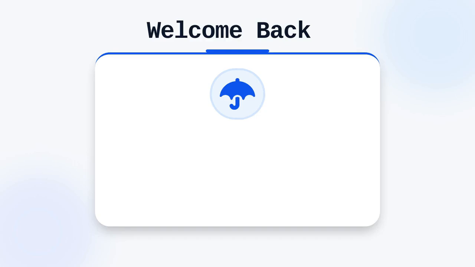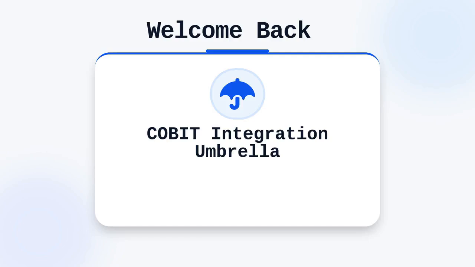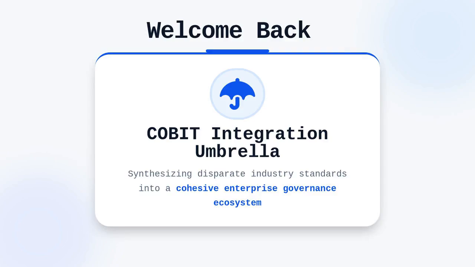Welcome back. Today we are starting a crucial chapter where we look at how COBIT acts as an umbrella to integrate various industry standards into a cohesive enterprise governance ecosystem. We will explore how to synthesize disparate frameworks to drive organizational value without redundant effort.